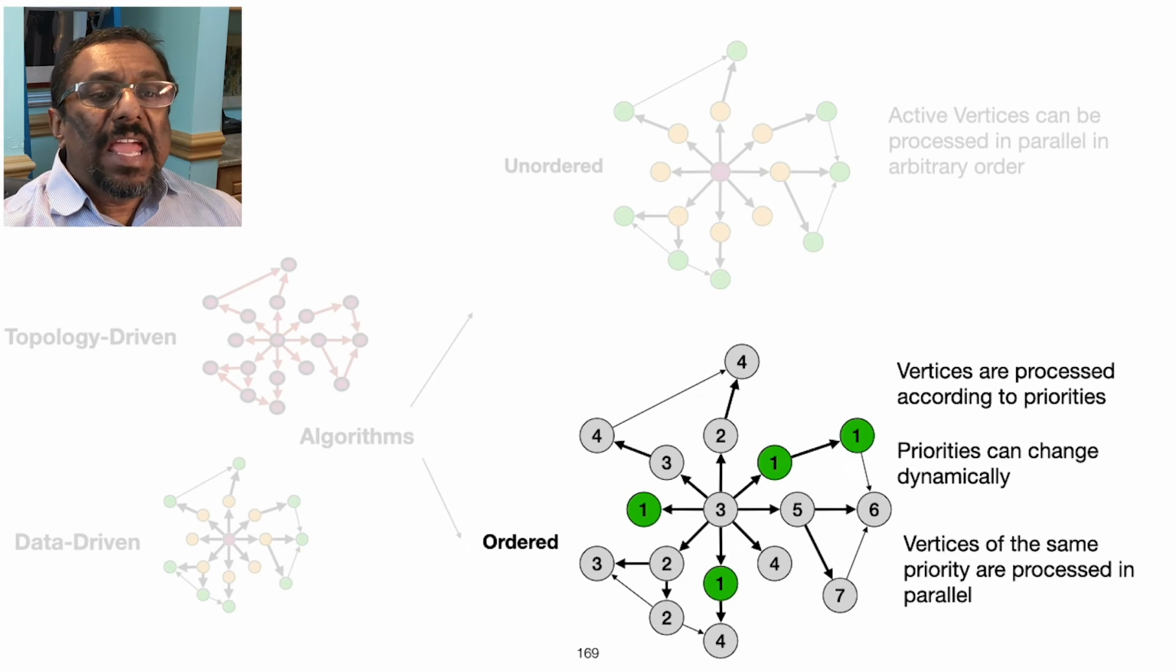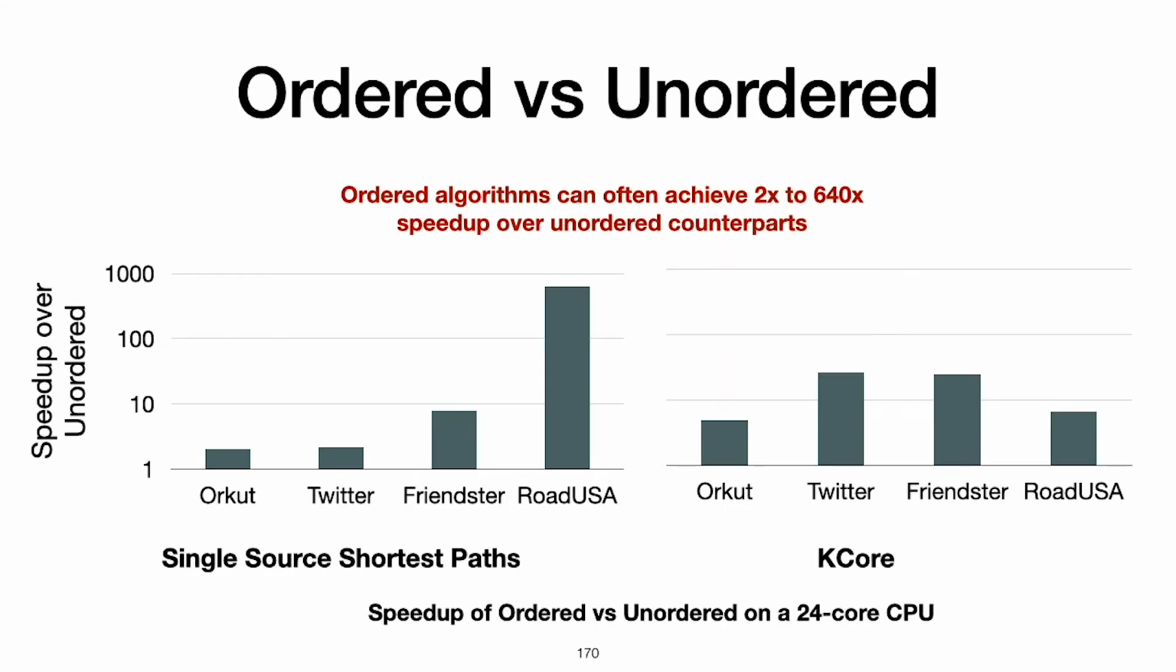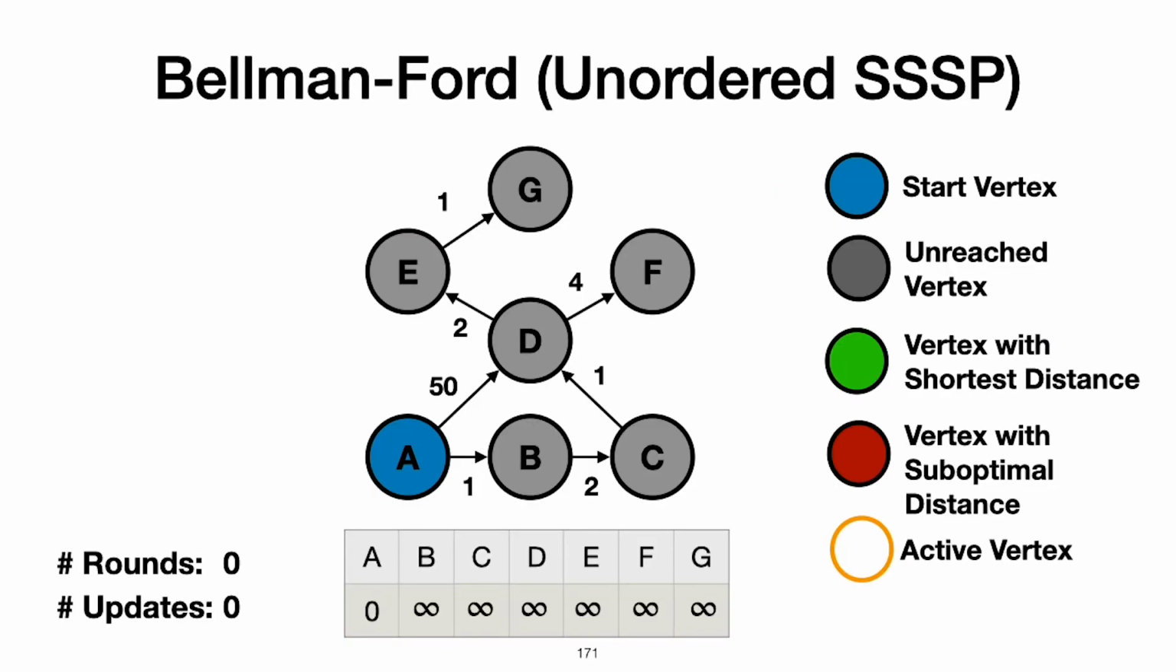And if you do these algorithms, which are called ordered algorithms, you can actually get really good performance for this class of algorithms. So here I'm showing some performance improvements. For single source shortest path and other algorithms, if you do the ordered version, it can be 2 to 640 times faster than doing the unordered version. So let me show you how.